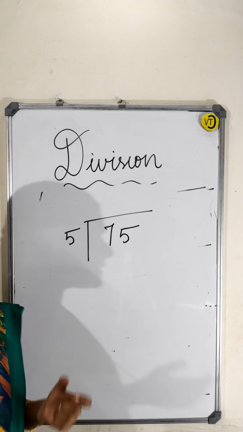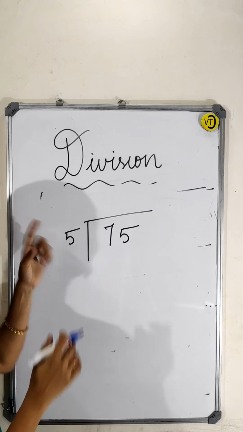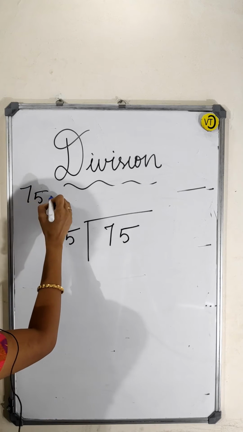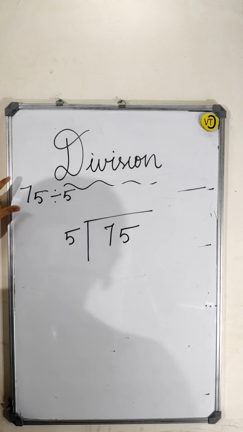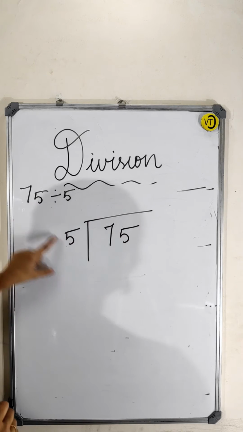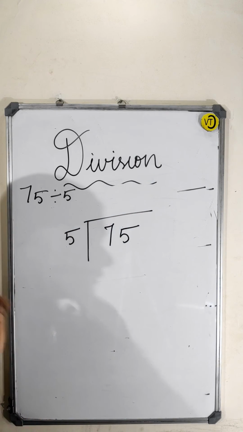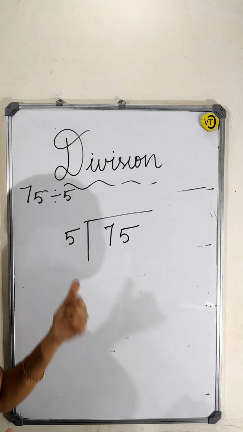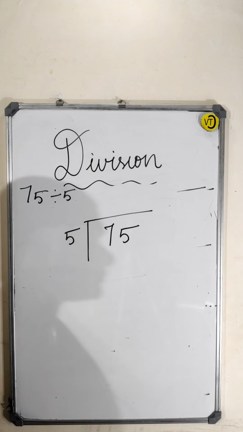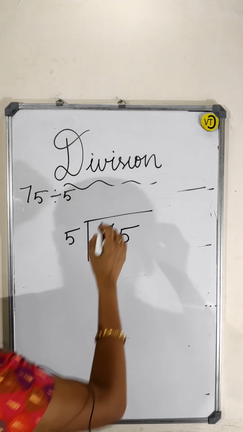Okay. So arrange the number as shown. First of all, they will give the question like this: 75 divided by 5. So you have to arrange the number. 75 will be inside and the 5 should be outside. Recite the table of 5 till we reach 75. So 15 into 5 is equal to 75.